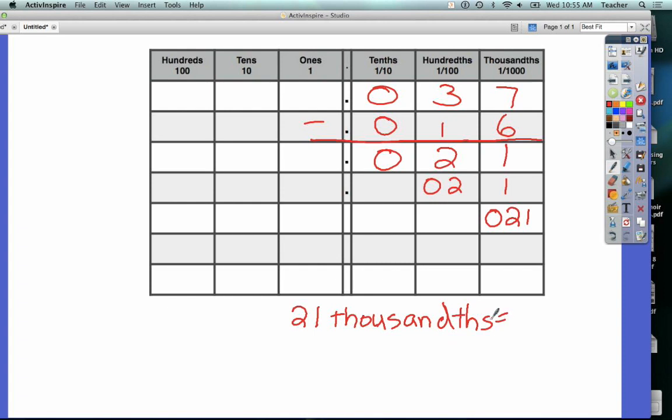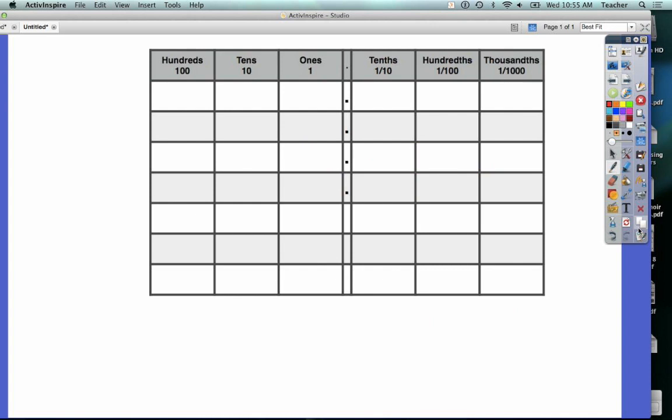Is the same as, is that correct? You guys get it written? That was D. Number 2 says solve using the standard algorithm.